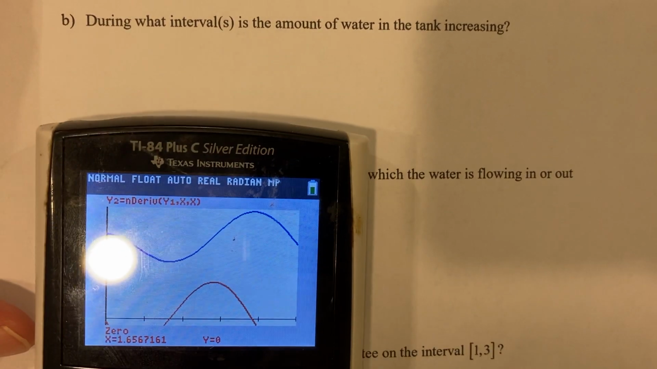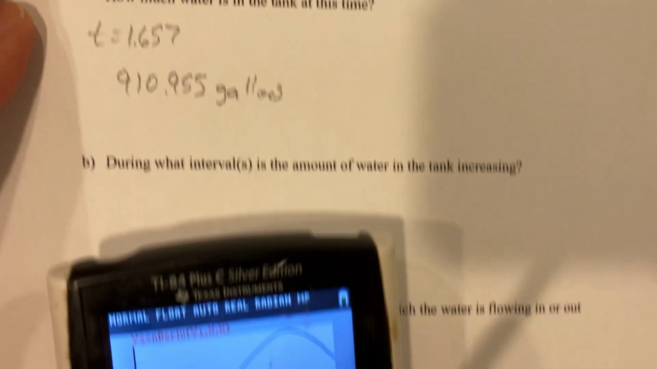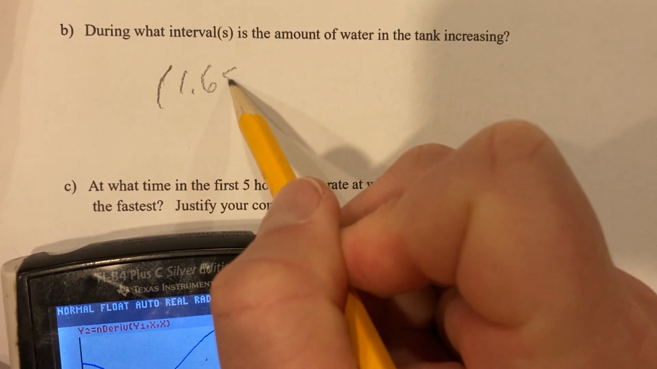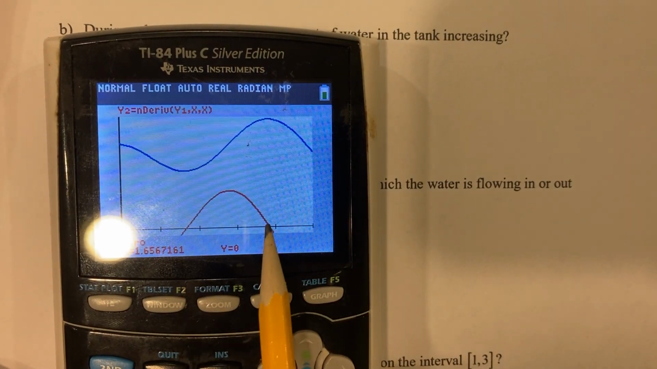And it says the 0 is 1.657. That's what we had from before in part A. So this is another way of confirming that. So that'll be the start of this, 1.657. That'll be the beginning of the increase. And then I want to find the end point.